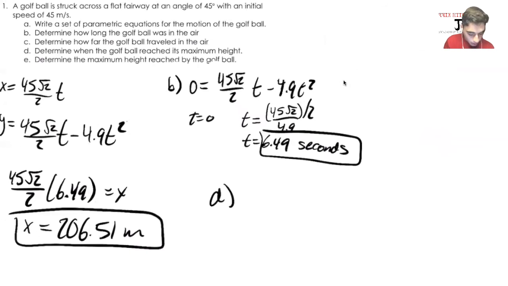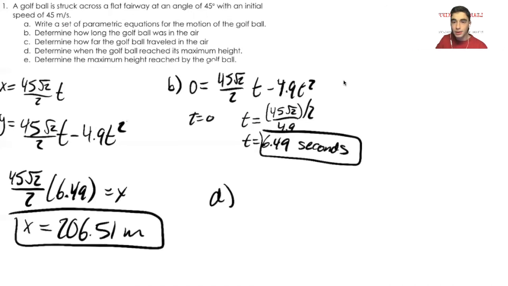D. Determine when the golf ball reached its maximum height. Okay, so we know the time it left the floor, 0 seconds, and we know the time when it hit the floor again, 6.49 seconds.